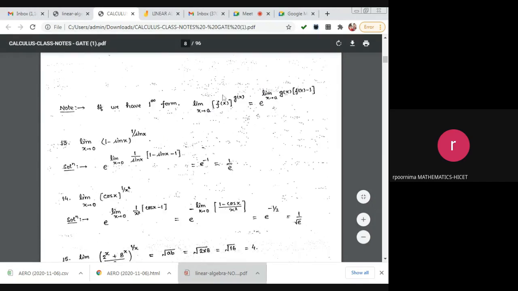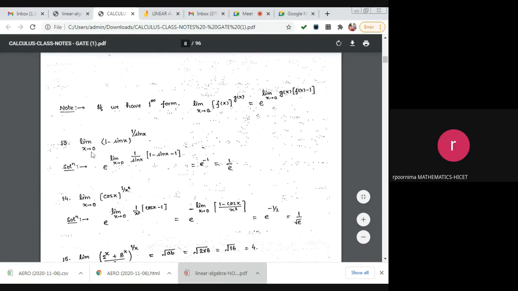The next form is actually 1 to the power infinity form. That is, limit x tends to a of f of x to the power g of x means e to the power limit x tends to a of g of x into f of x minus 1. Okay, this is the form.